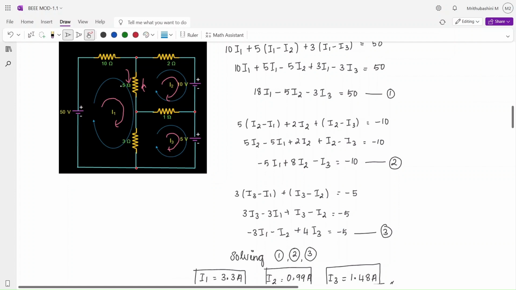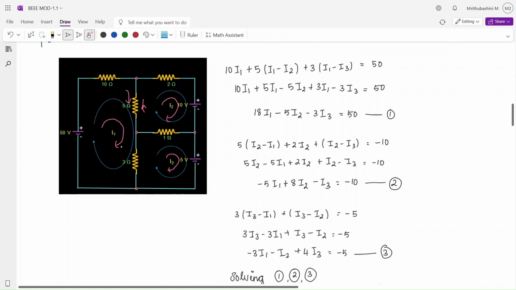So 5 into (I1 minus I2) plus 3 into (I1 minus I3), because I1 is in this direction and I3 is in this direction. I hope it is clear. Solving this equation, you will get the first equation right here.